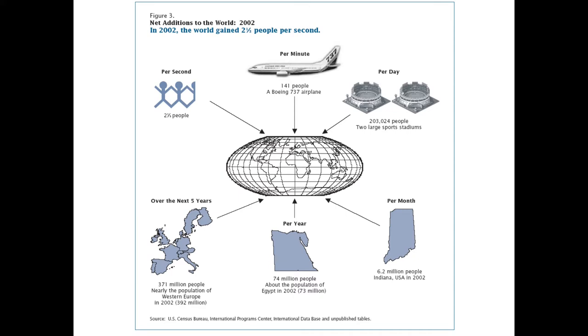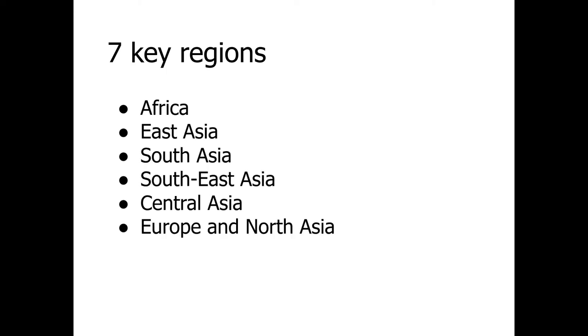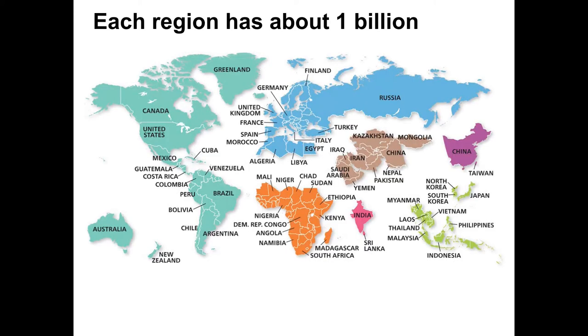The world gained, in 2002, we were adding a Boeing 737 every minute, every day, two sports stadiums, every month, another Indiana, every year, another Egypt. That's still every year. Now we're adding about 81 million, another addition of 81 million people to the planet. Those people live in seven key regions: Africa, East Asia, South Asia, Southeast Asia, Central Asia, Europe and North Asia, lots of Asia, and North and South America.